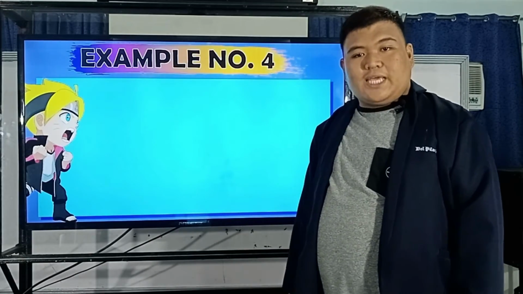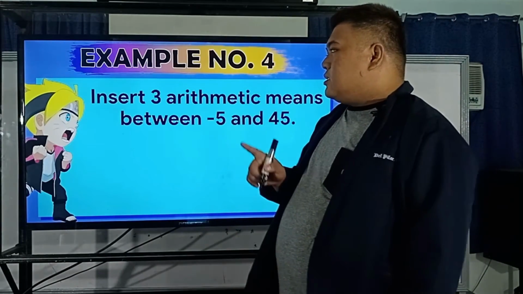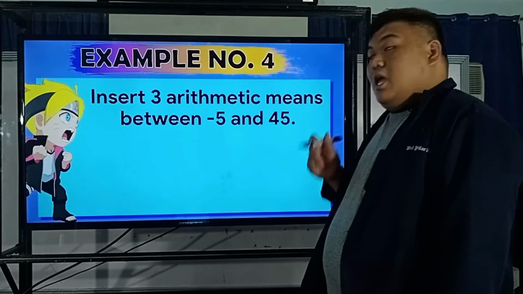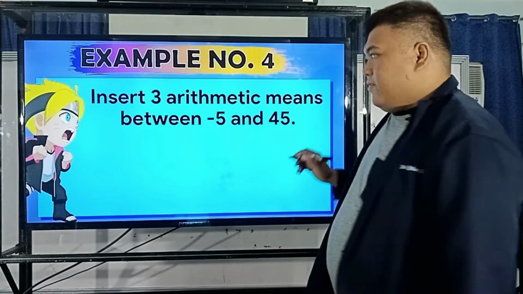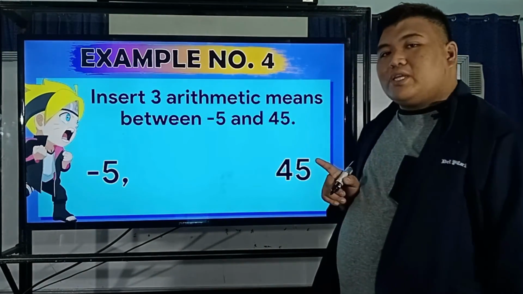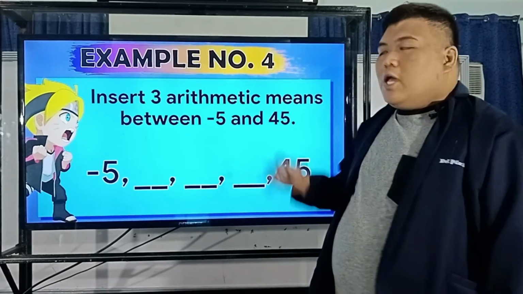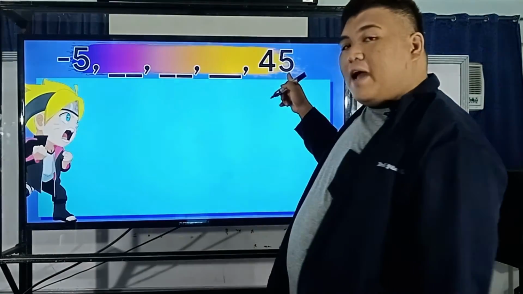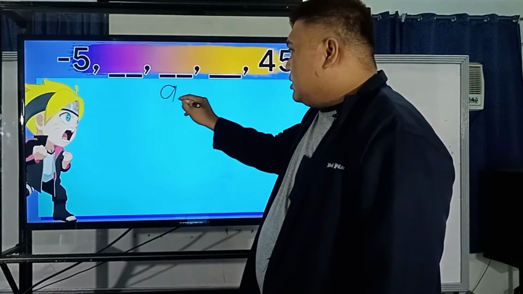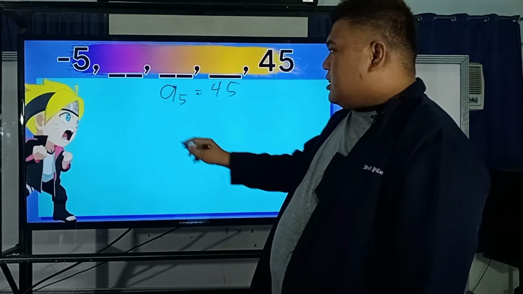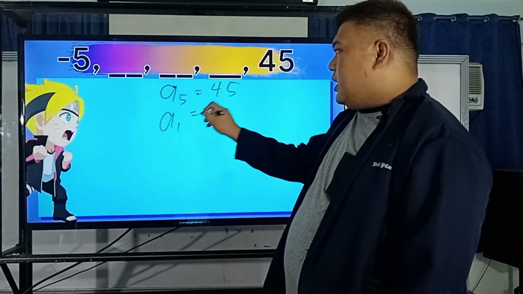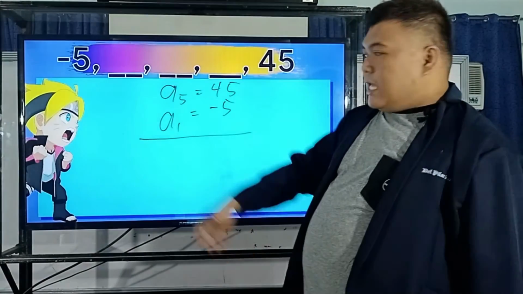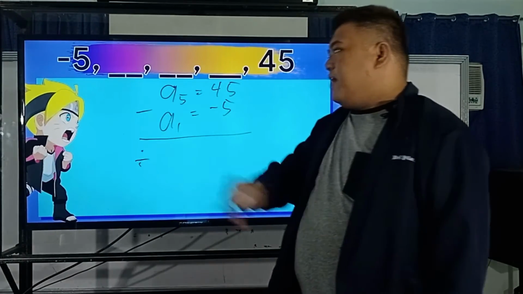And now, for our fourth example, we need to insert three arithmetic means between negative 5 and positive 45. So, between negative 5 and positive 45, tatlong lines daw yung ilalagay natin. So, katulad kanina, let us find the common difference. 45 ay pang ilang term, so this will be a sub 5. And the value of a sub 1 will be negative 5. O, katulad kanina, minus, then divide.